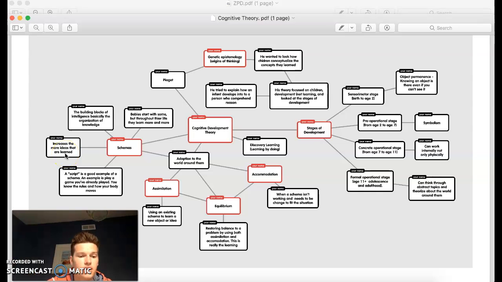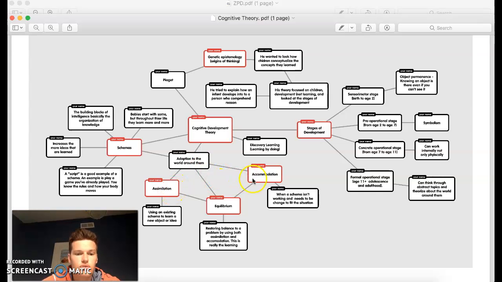So a baby might know how to cry right in the beginning with this schema, but a baby doesn't know how to crawl yet. And so that would be a schema learned. And so a script is a good example of a schema. It's basically, the example is if you've played a game you've already played, you already know the rules and you know how your body works. So you can replicate that and use that knowledge to do it again. And so basically what these schemas move into in the cognitive development theory is your adaptation to the world around you and how you interact in it.